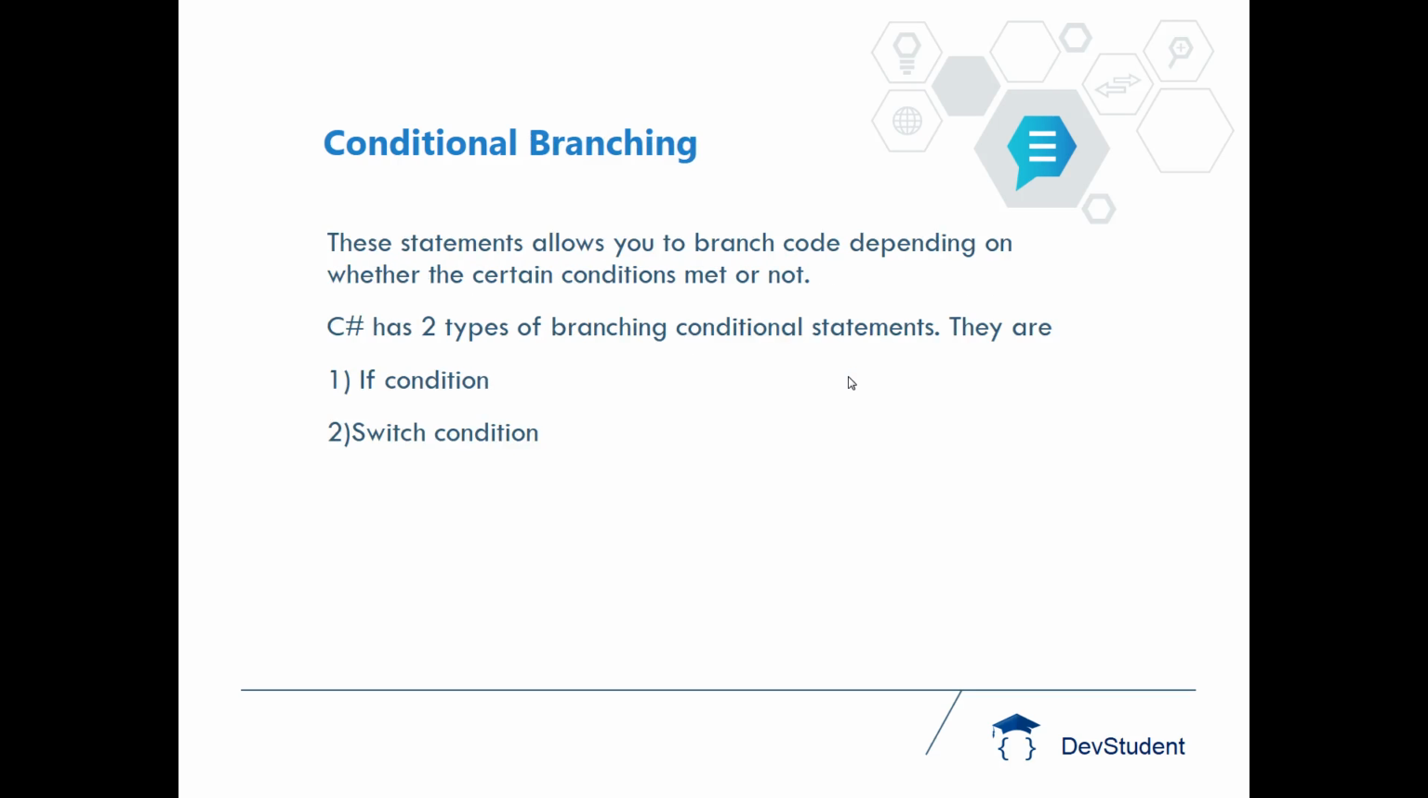So going into detail of branching, these statements allow you to branch code depending on whether the condition is met or not. That means we are going to add some conditions on the code. If it is satisfied, that part of code will be executed. Otherwise, the other part of the code will be executed. That is why it is called conditional branching. There are two types in branching. They are if conditions and switch conditions.